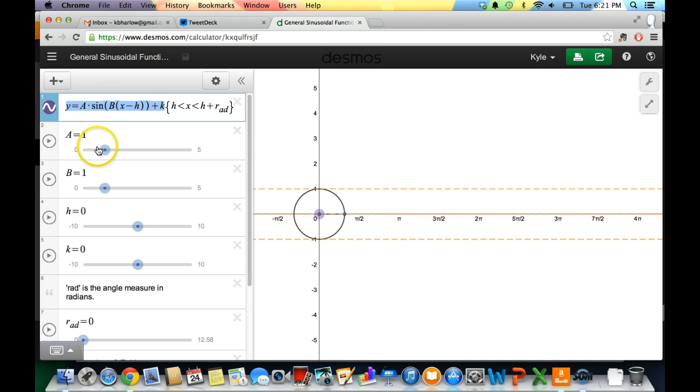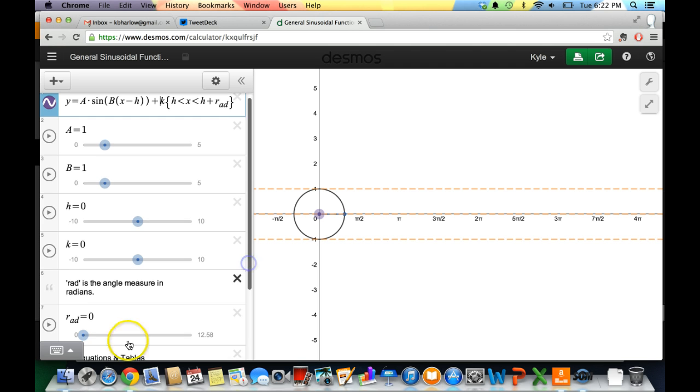And what this graph lets us do is use sliders for a, b, h, and k and explore what's happening to not only the function and its graph, but also what happens to the unit circle as we change those numbers. The unit circle, of course, being conceptually what generates the sine function anyway.